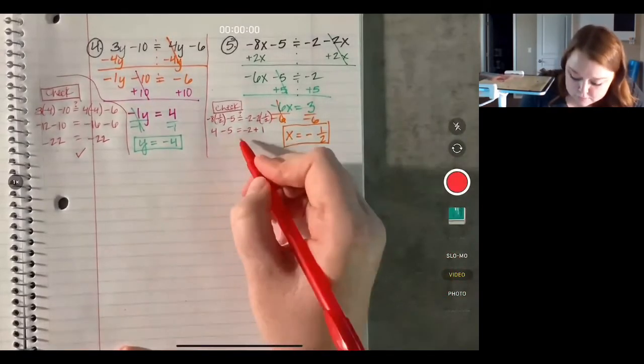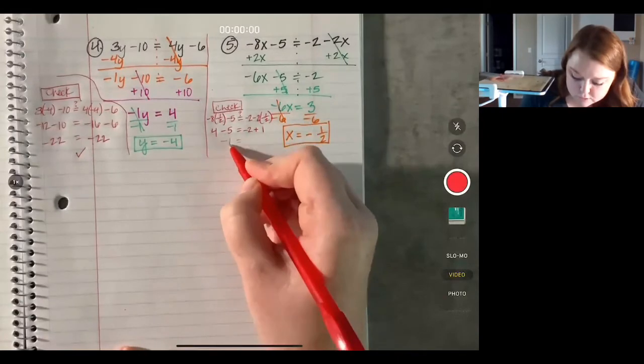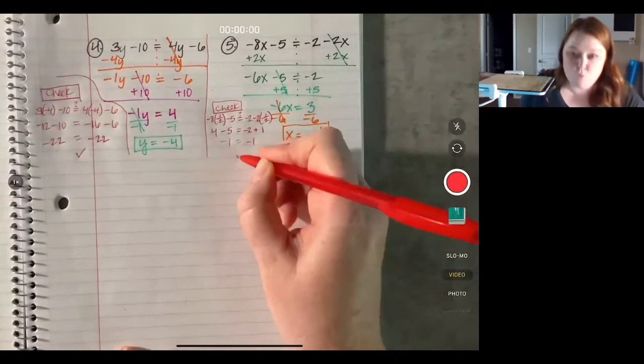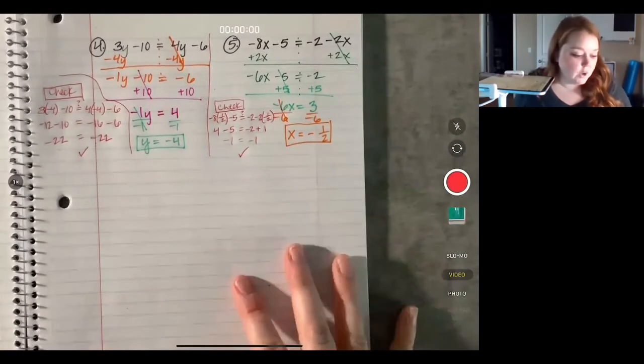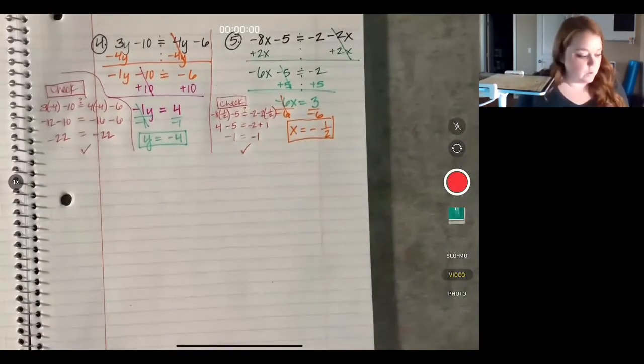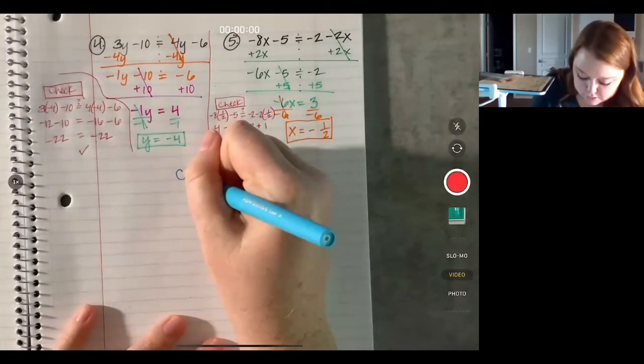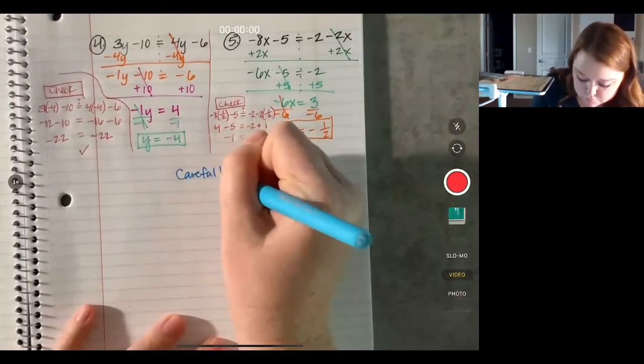Okay, simplify the left side. 4 minus 5 is negative 1. Negative 2 plus 1, negative 1. Woo, we're balanced. We're good to go. Okay, now, I don't know why I'm excited to show you these, but these are weird things. I want you to write careful in your notes.